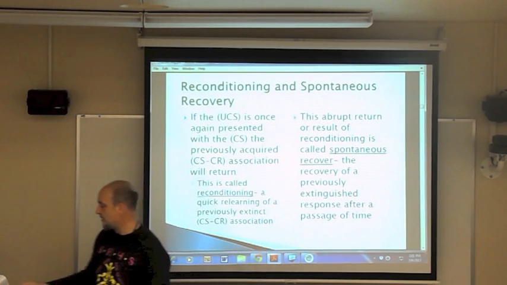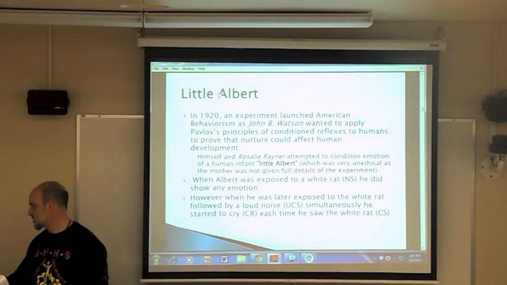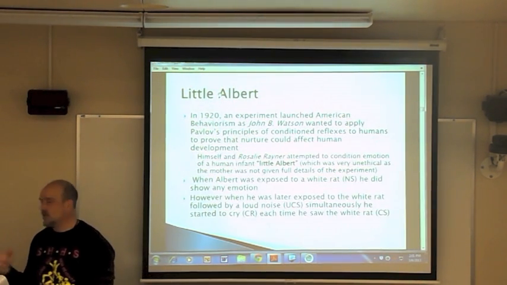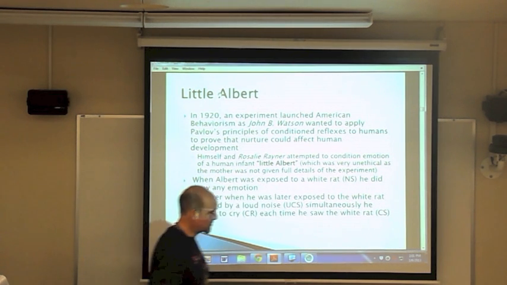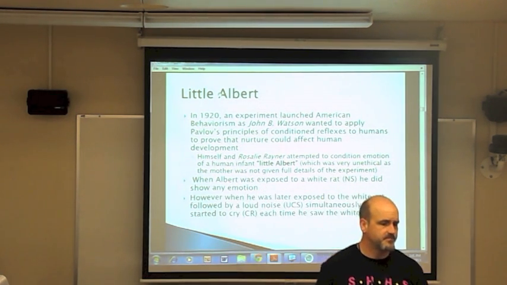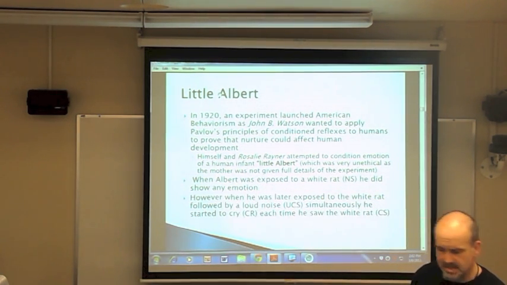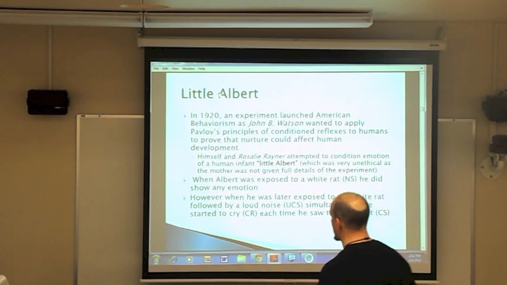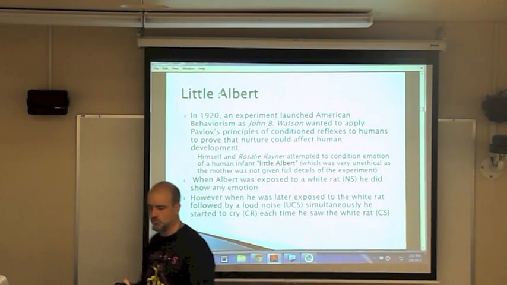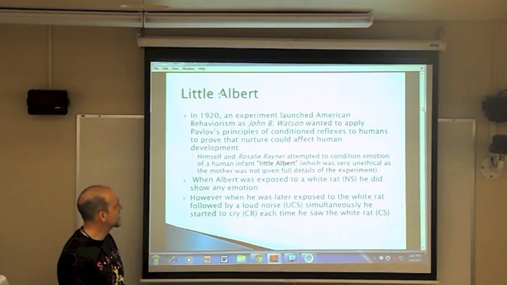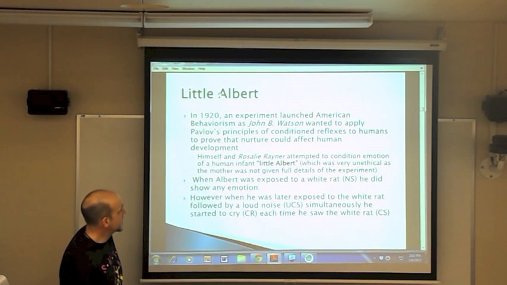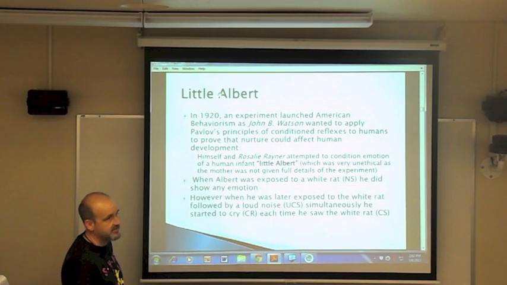Okay? Now, little Albert was a famous experiment. Watson, John B. Watson, and his assistant Rosalie Rayner wanted to know if you can condition emotions. And how they did this was simply, and it was unethical. I don't want to get too much into that, but they kind of put their parents, little Albert's parents, kind of in the dark in terms of what was exactly going to happen.